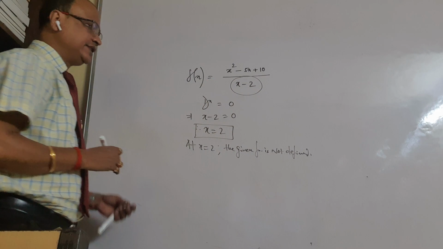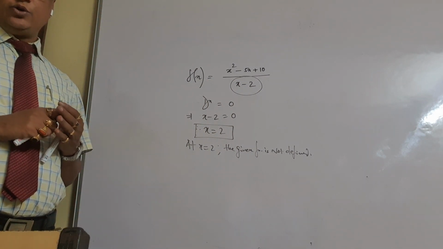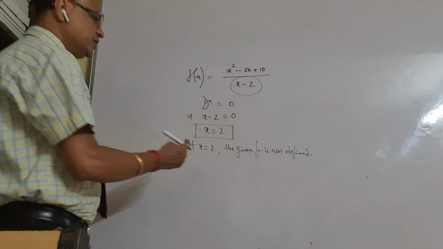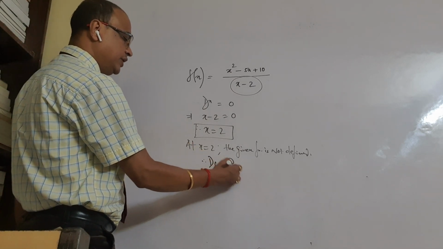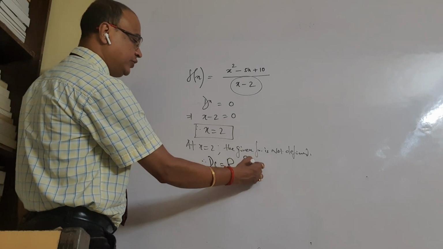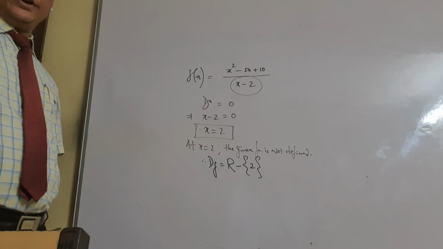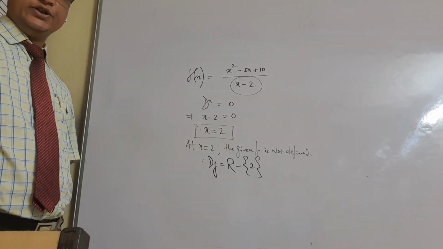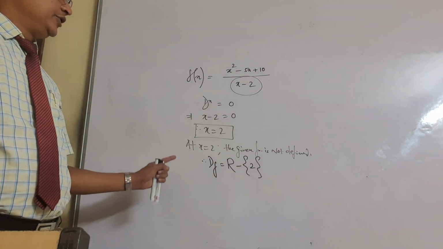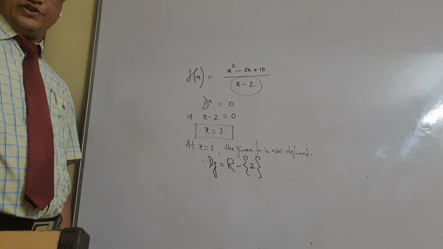You can see that at x equal to 2, the given function is not defined. So if the function is not defined at x equal to 2, then what is the domain of this function? We can take all the real values, but we cannot take 2, so it is R minus {2}. This is called the domain of the function for the rational function.